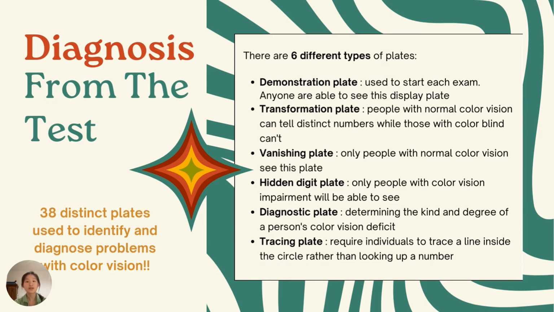There is also a plate for determining the kind and degree of a person's color vision deficit called the diagnostic plate. Lastly, the tracing plate requires individuals to trace a line inside the circle rather than looking up a number.